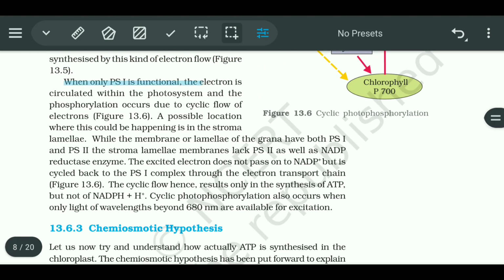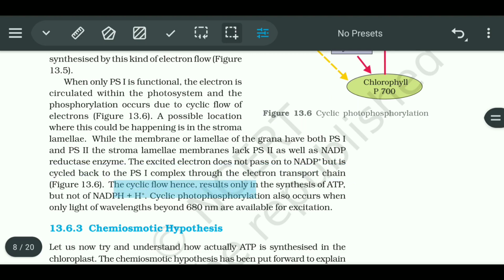When only PS1 is functional, the electron is circulated within the photosystem and the phosphorylation occurs due to cyclic flow of electrons. A possible location where this could be happening is in the stroma lamellae. While the membrane or lamellae of the grana have both PS1 and PS2, the stroma lamellae membrane lacks PS2 as well as NADP reductase enzyme. The excited electron does not pass on to NADP+, but is cycled back to the PS1 complex through the electron transport chain.